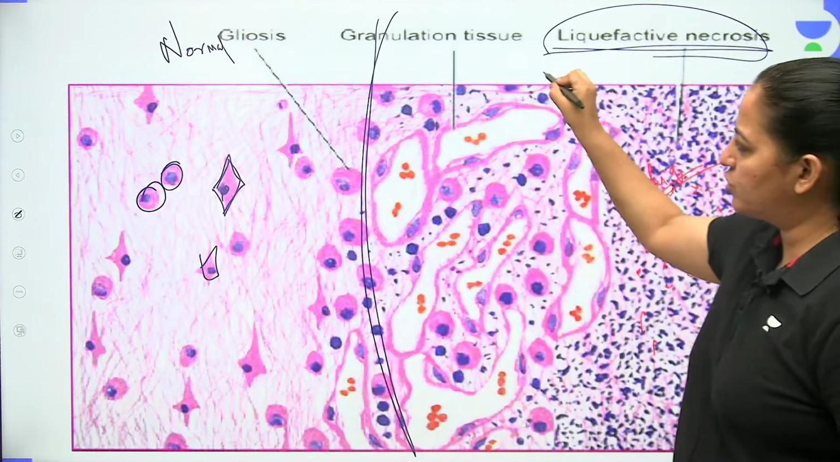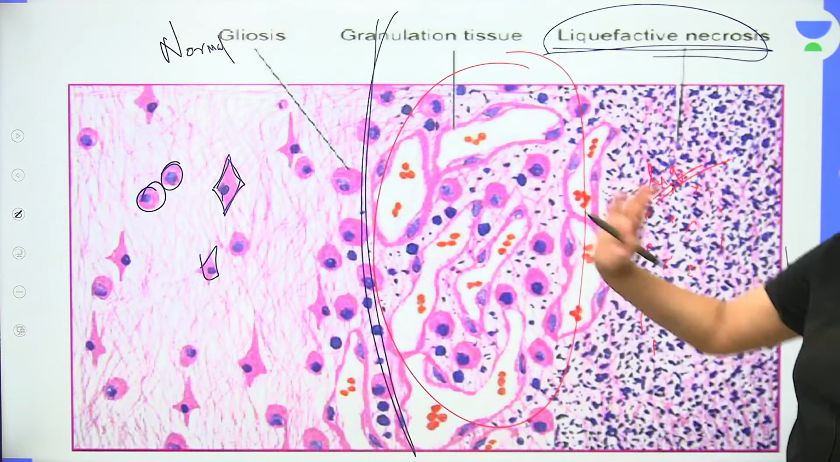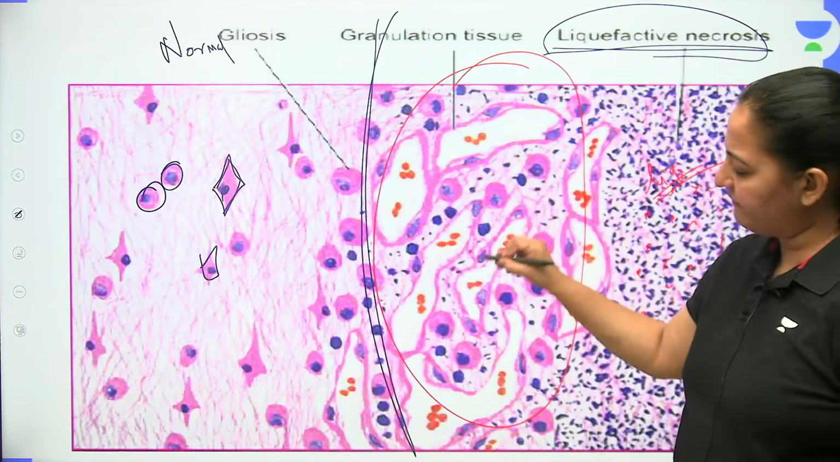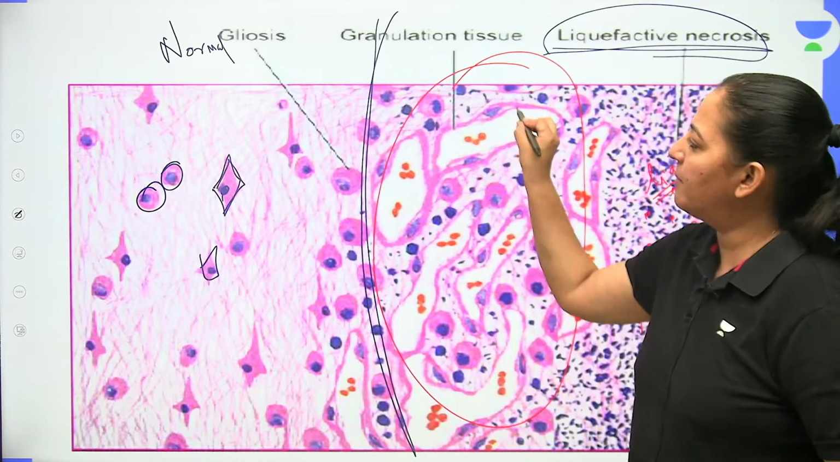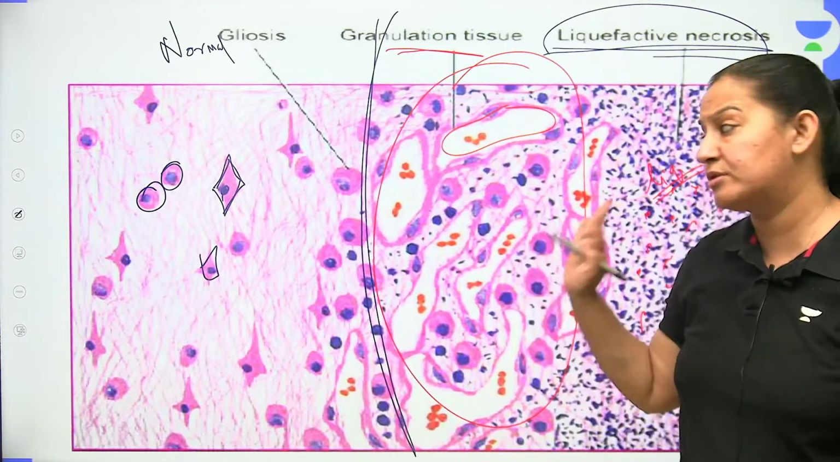And at the junction of the two, can you see the junction? In the junction, you can find inflammatory cells, lymphocytes, and neutrophils with blood capillaries. So this is known as granulation tissue. At the junction, there is granulation tissue which will form the cyst wall.